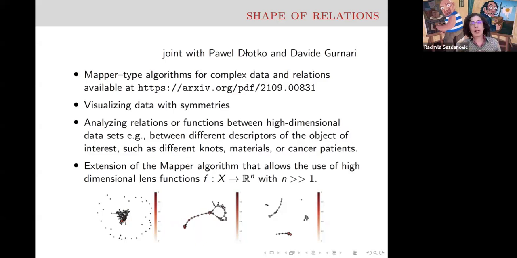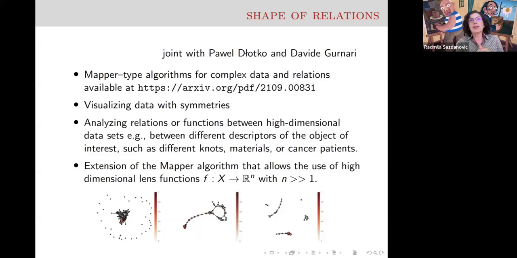I want to analyze the relations between my knot invariants. So we developed a tool called Mapping Mapper for analyzing relations or functions between very high dimensional data sets. It can be knot invariants, or just different descriptors of any given object that you're interested in. So maybe it's certain materials, like a superconductor, and then you have one data set that describes superconducting properties, and the other one is just the chemical structure of it. Or maybe cancer patients, which is actually the illustration on the bottom.